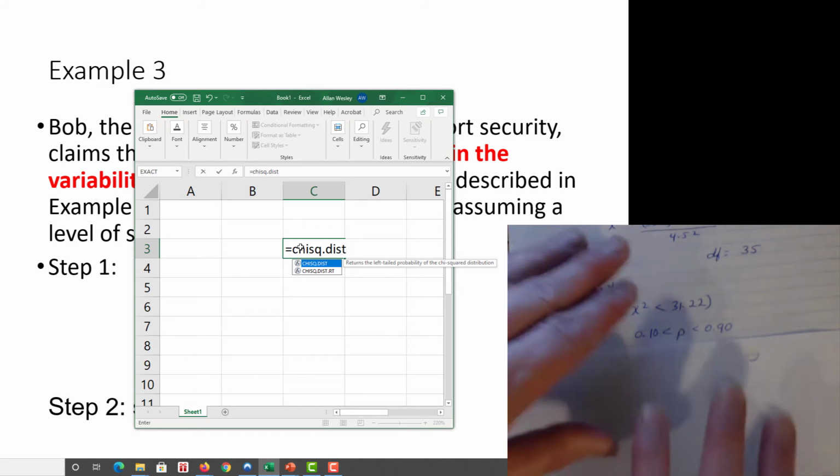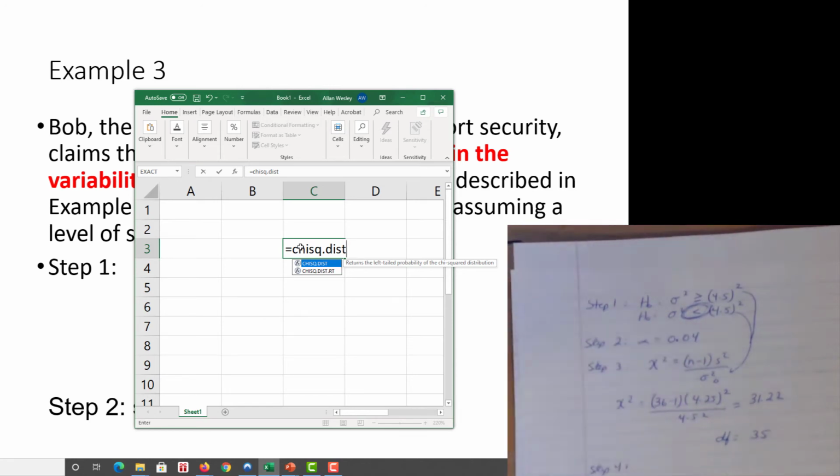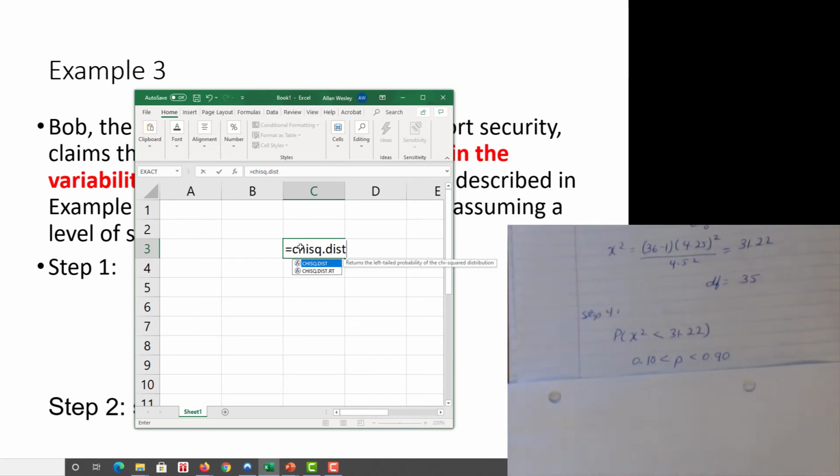Now, when we look at our particular question here, our HA is less than. That's left-hand tail, which is exactly what chi-squared dist is going to return to us, the left-hand tail. If we were finding greater than, we would use the chi-squared dot dist dot rt for right-hand tail. So close that up. What's our test statistic? We punch in 31.22. Degrees of freedom is 35. Always a cumulative probability when given the choice. And 1. Boom!